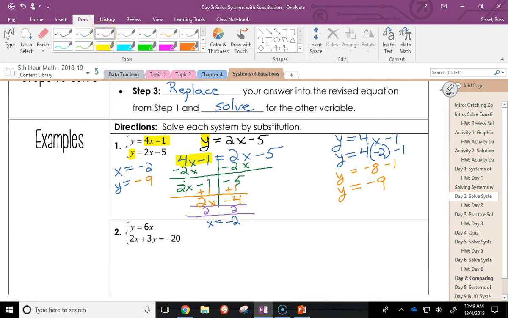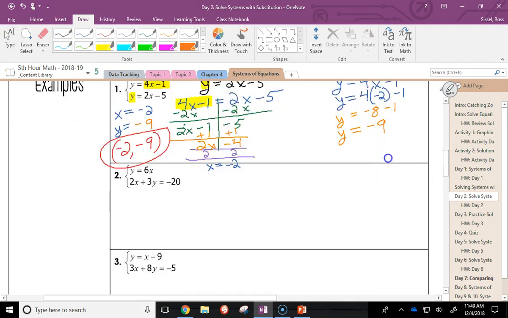And that is my answer. X is -2. Y is -9. If we were to do yesterday's work and we would have graphed each line, it would have come out to -2, -9 is where they would have intersected. Okay? So I could have graphed it, and I would have got the coordinates -2, -9, or we can use substitution to get it.